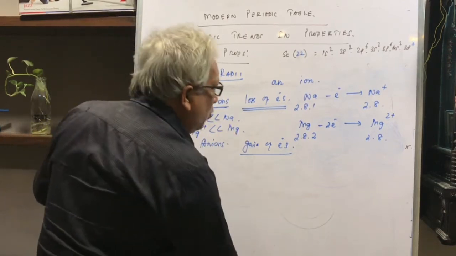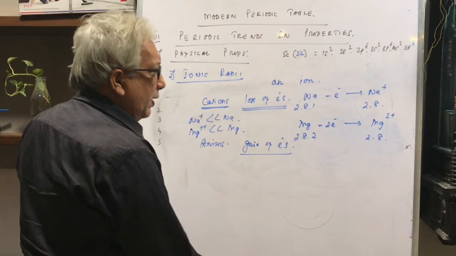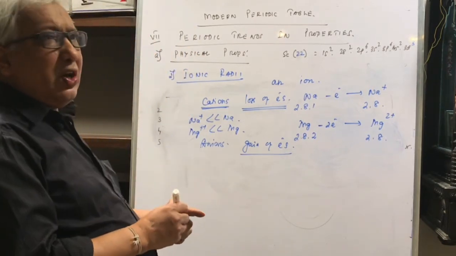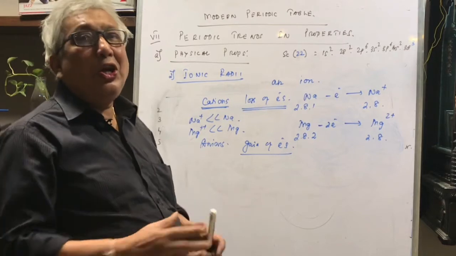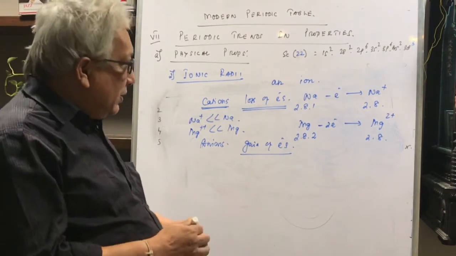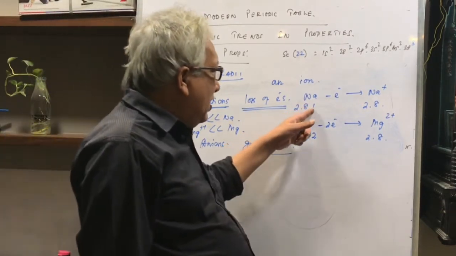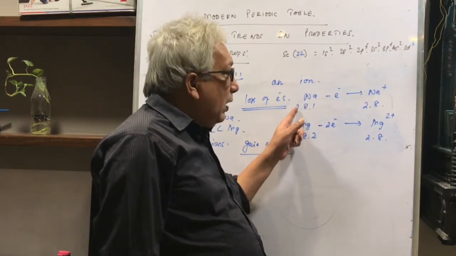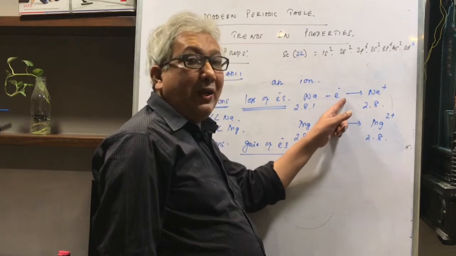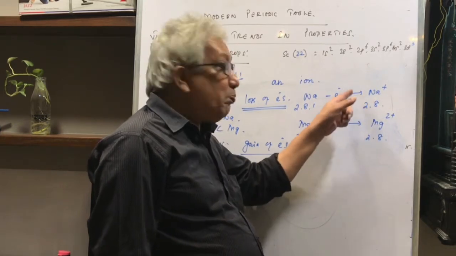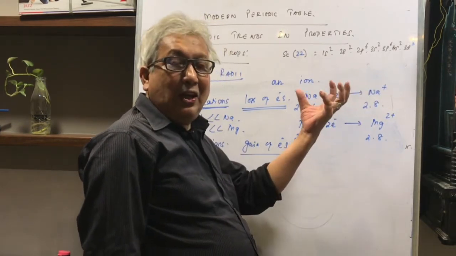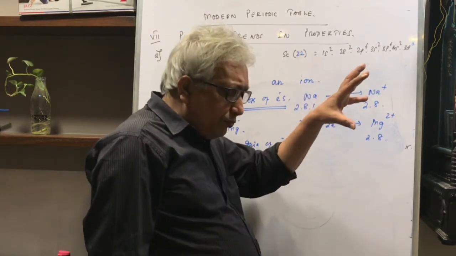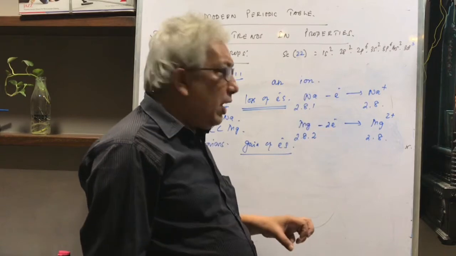One thing you must remember, another aspect that happens, is that the nuclear force of attraction experienced by the outer shell electron is much more powerful. Earlier, 11 electrons were attracted by 11 protons. Now 11 protons are attracting 10 electrons. So per electron the effective attraction is much more. That also causes the decrease in the ionic radius.